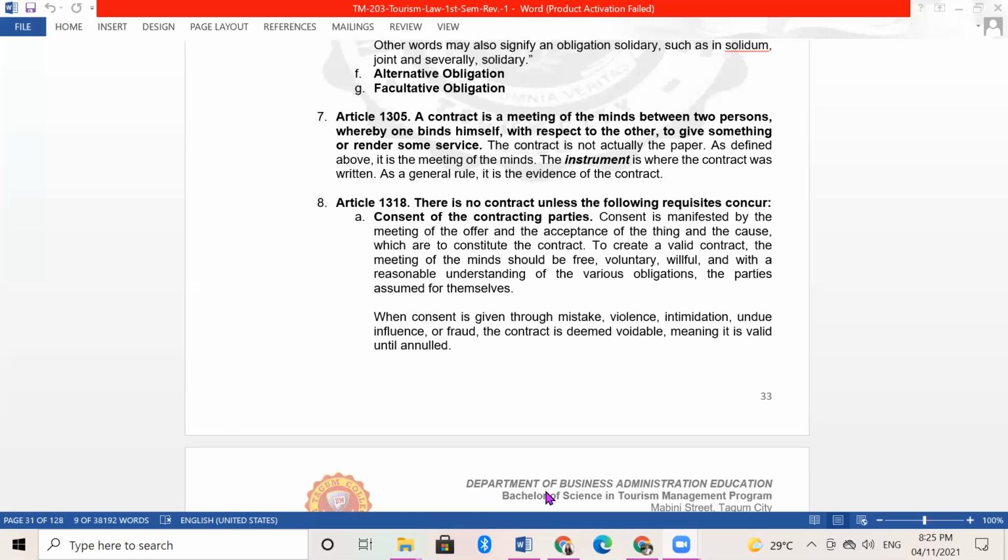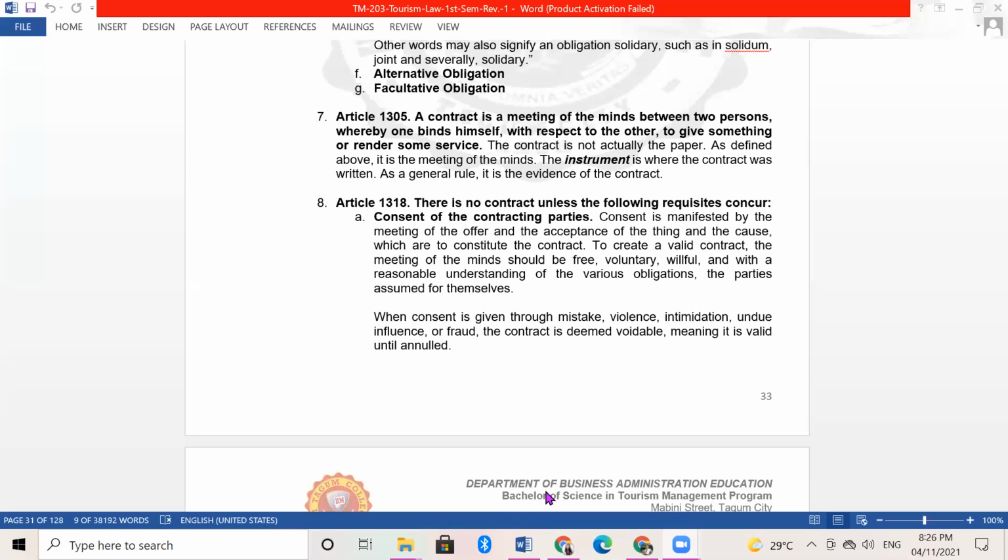Next, services as an object should not be contrary to law, morals, good customs, public order, or public policy. And four, intransmissible rights cannot be object of the contract. Next is the cause of obligation, which is established. Cause or consideration is an essential requisite of a contract. It is the reason why the parties entered into a contract.